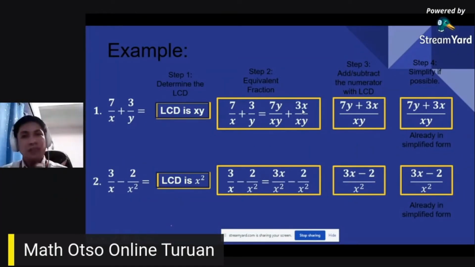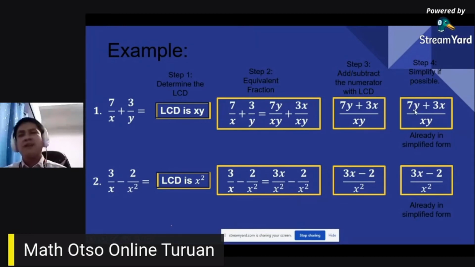So, anong napansin nyo? Diba parehas na sila ngayon ng denominator, which is xy? Very good, tama. So, since parehas na sila ng denominator, pwede na nating i-apply yung step kanina with common denominator. So, paano yon? Add the numerator. So, 7y plus 3x all over, copy the common denominator. So, that is xy. So, 7y plus 3x over xy. And then, simplify if possible. Tanong, pwede pa bang i-simplify ito?